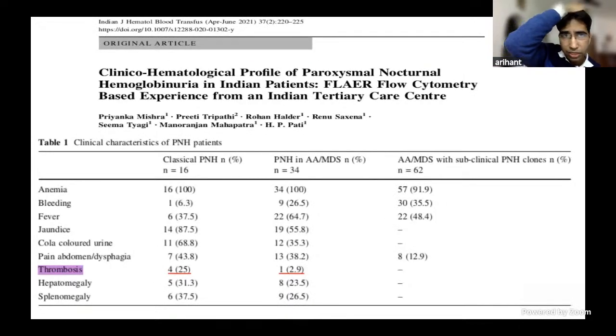Then, coming to another important large data set of around 120 patients of PNH published in 2021. This is from the AIIMS New Delhi group, where in their setup almost 60 to 70% of the patients were actually AA-MDS overlap with a subclinical PNH clone, whereas around 35% had a significant PNH clone with AA-MDS, while classical PNH was seen in around 20% of patients.